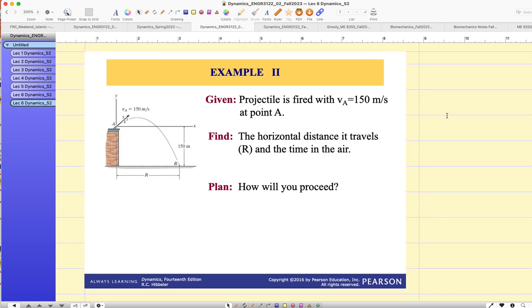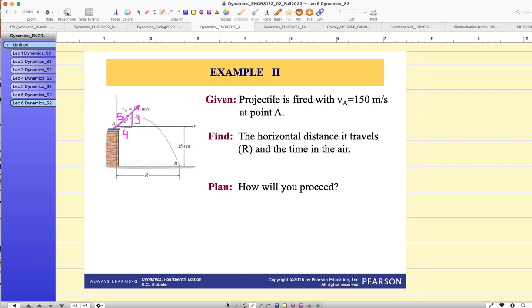Okay, a projectile is fired with a velocity VA of 150 meters per second. So this is the initial velocity. If you take a look here, the slope has been given as 3, 4, 5. Let me enlarge it: this is 4, this is 3, this is 5. Whenever the slope is given, it is the same as the angle being given.